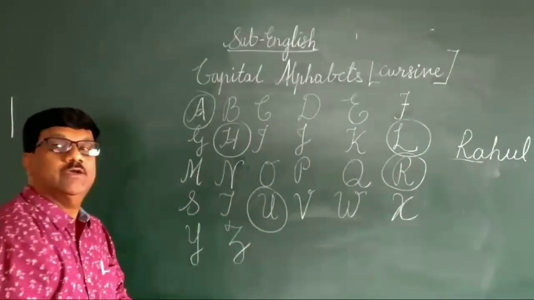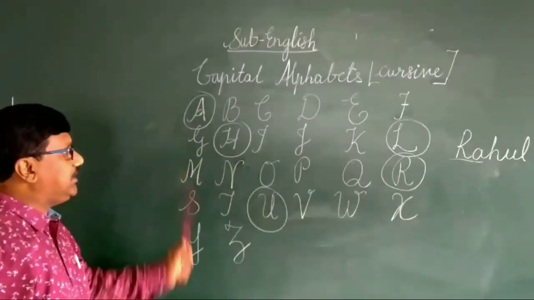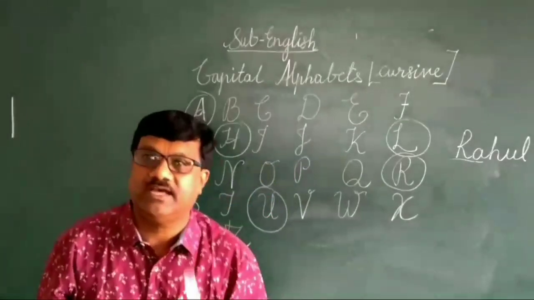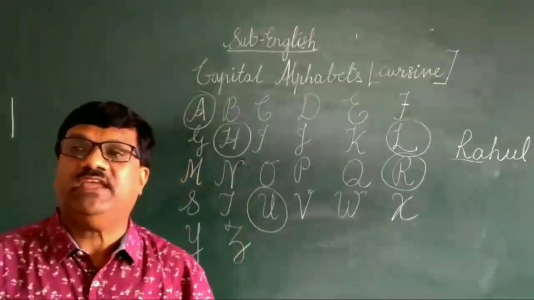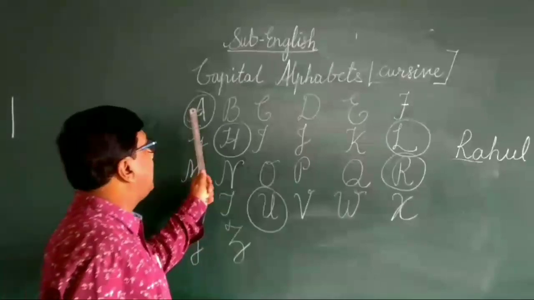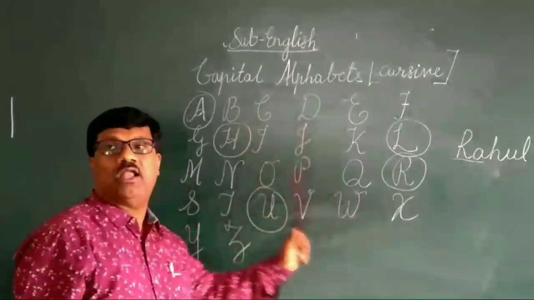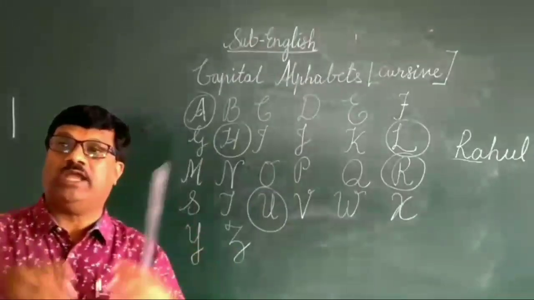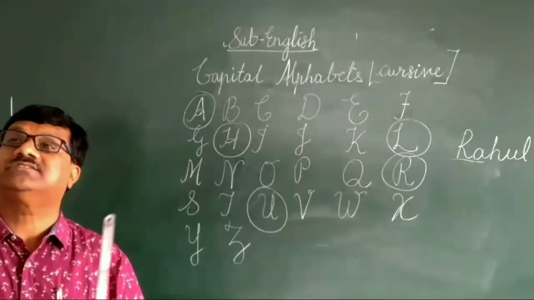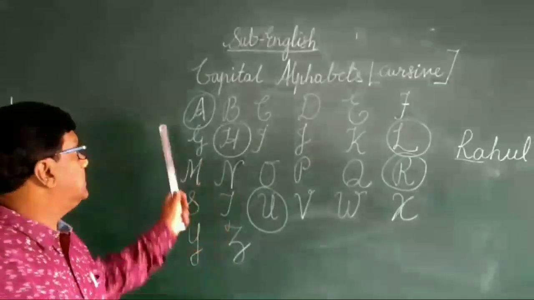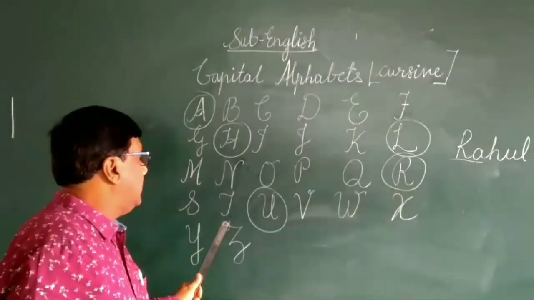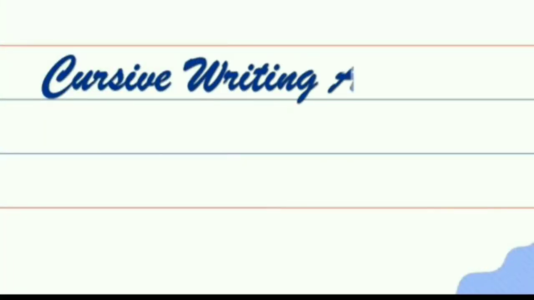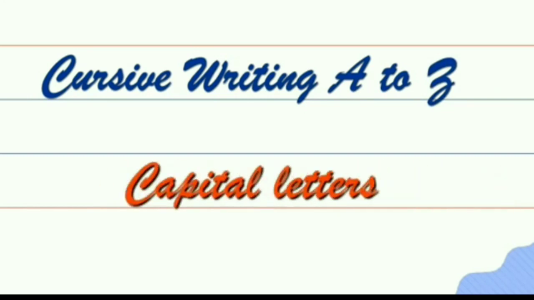So in this way, from the capital alphabets A to Z, you can form your name, your father's name and your surname. So this way we are going to learn these alphabet words. They are also called alphabet words. So we can form so many words, 2 letter, 3 letter, 4 letter and some sentences because of these capital alphabet A to Z cursive letters. Cursive writing A to Z.